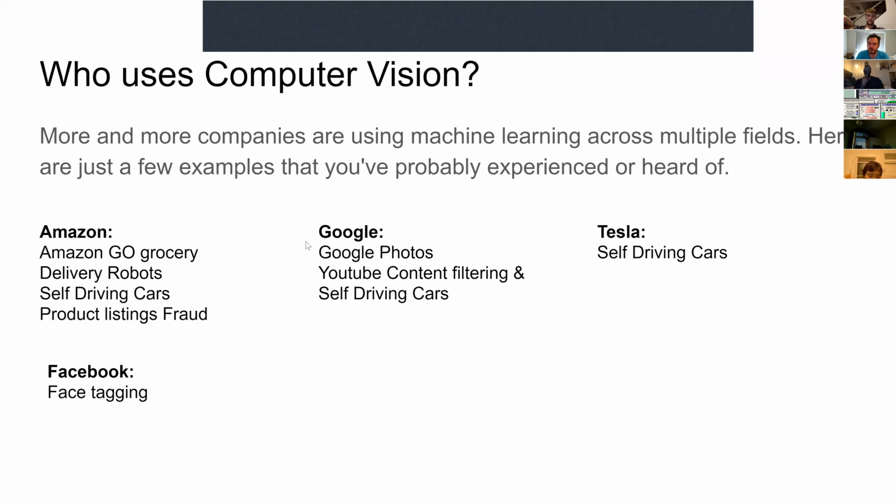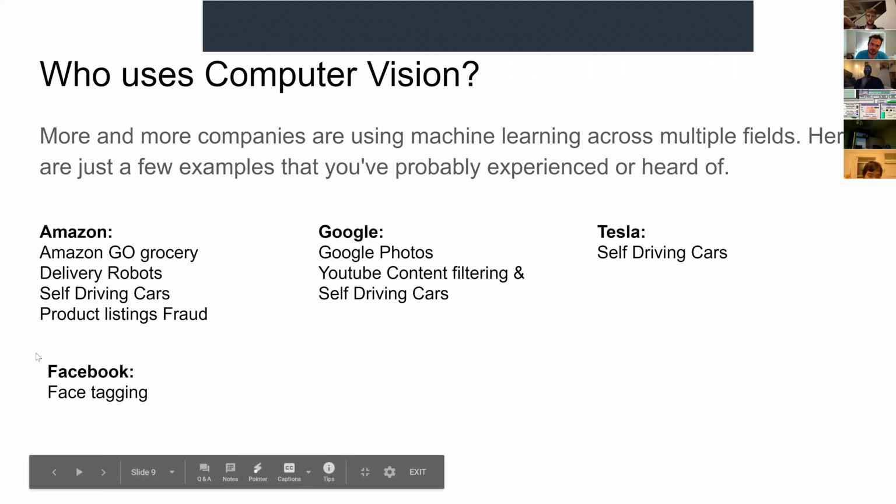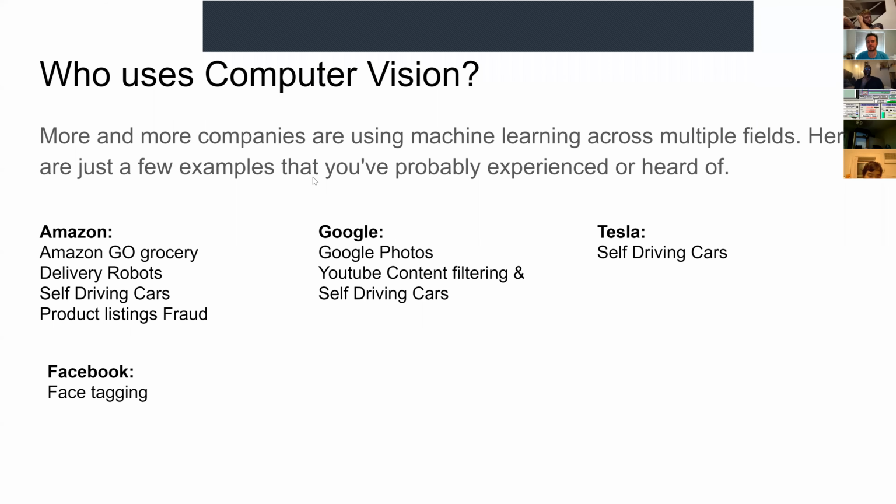Google Photos: if you upload photos in there and you search for something, it does a good job of finding it. Google Images probably also uses computer vision behind the scenes to classify, you know, is this a dog in an image or whatnot. YouTube content filtering, self-driving cars, Tesla, self-driving cars, Facebook face tagging. These are some examples of big companies, things that you probably use or have heard of.